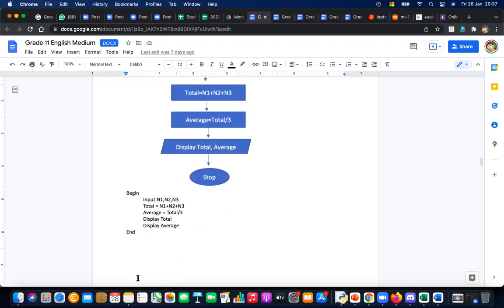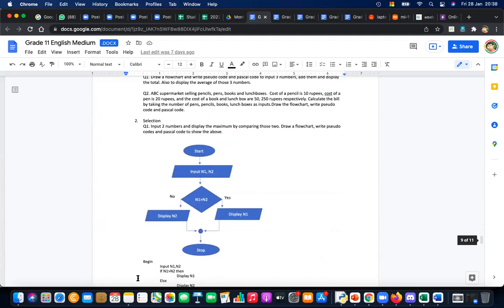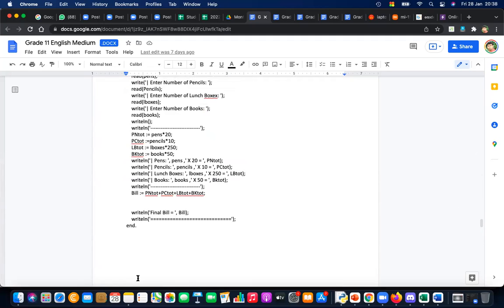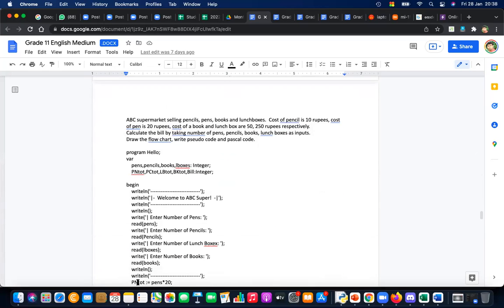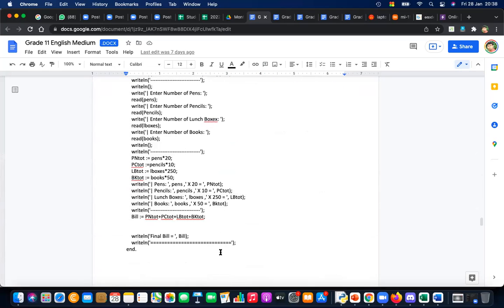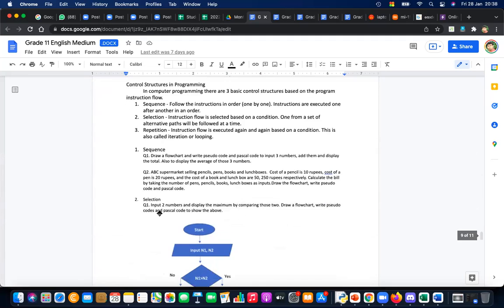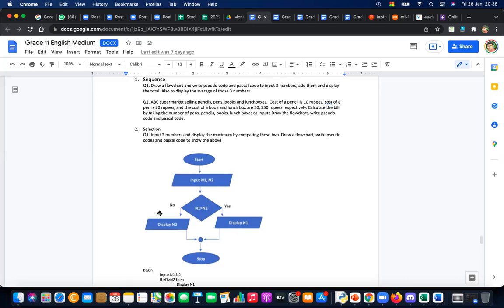That is sequence. Then we discussed another example which also came under sequence, which is calculating the bill in a supermarket. So you have the number of pencils, pens, lunch boxes, etc. You have a quantity and a unit price. Then what you have to do is multiply the quantity by the unit price and display that. And we have done that. Then we learned the second control structure, which is selection. The selection control structure is used to take a decision.